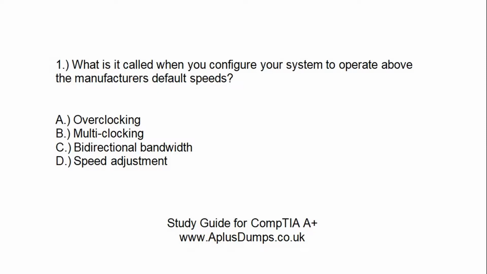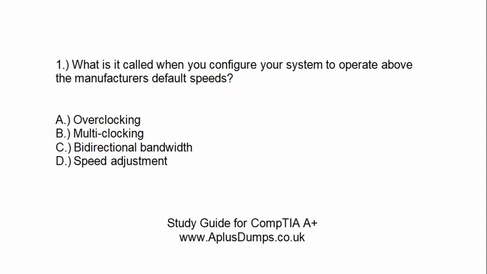What is it called when you configure your system to operate above the manufacturer's default speed? Well, first of all, multi-clocking doesn't exist, and bidirectional bandwidth has nothing to do with configuring your system above the default speed. You could argue that a speed adjustment could be a good definition, but it's not the correct terminology. The correct terminology is called overclocking.